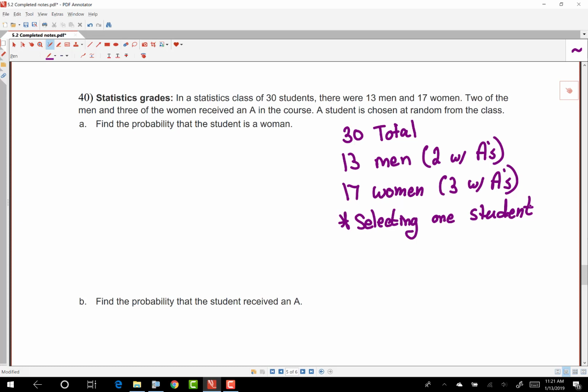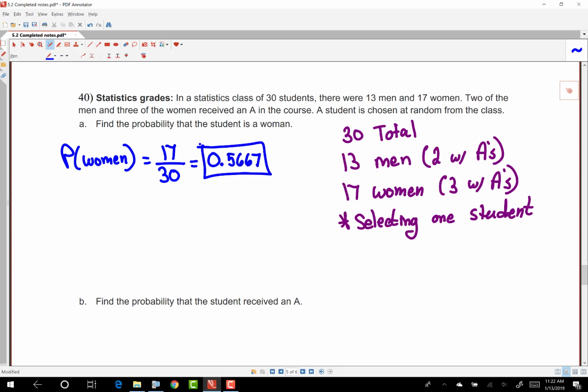Okay, so for part A, find the probability that the student is a woman. Well, they're not asking anything about the grades. We just want overall the probability that it's a woman. So the probability that it's a woman is the number of women, which is 17, out of the total number, which is 30. If I convert that to a decimal, I'll take 17 divided by 30, and so that's 0.5667. So that's the probability that the student is a woman.